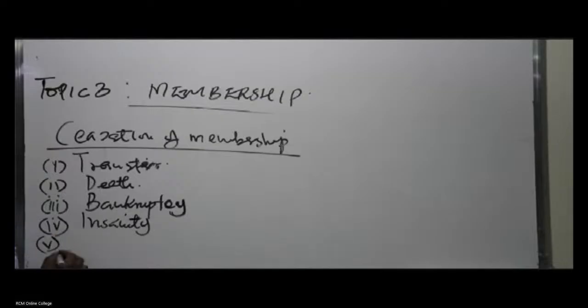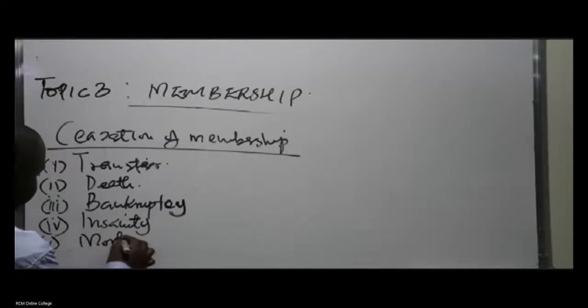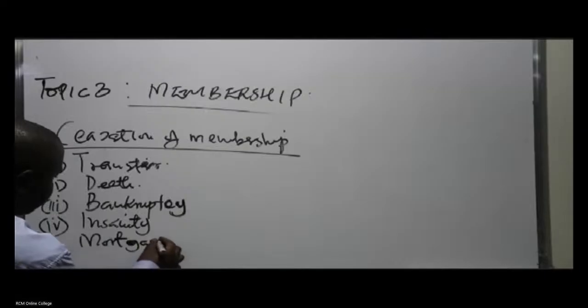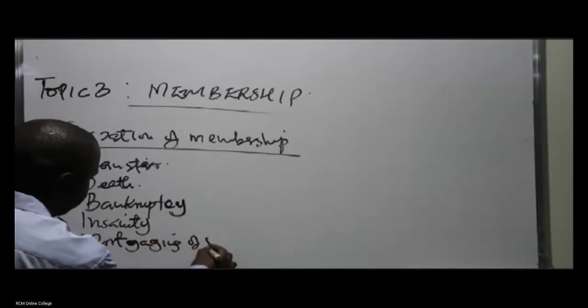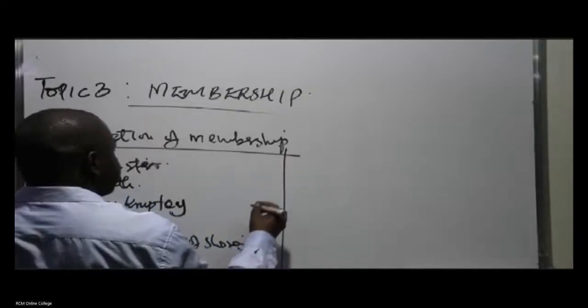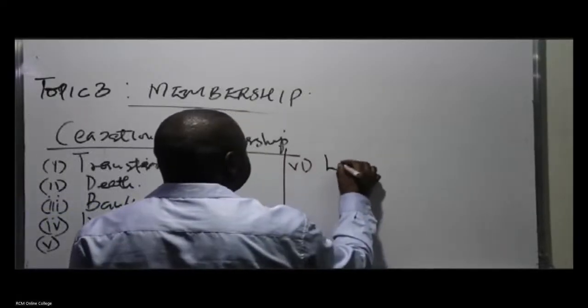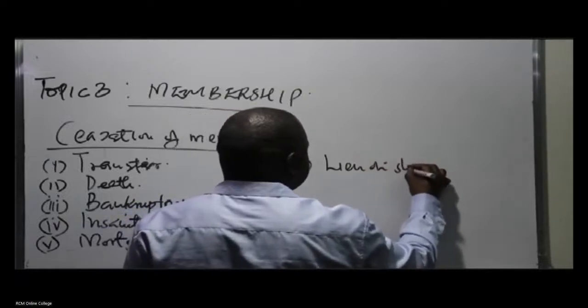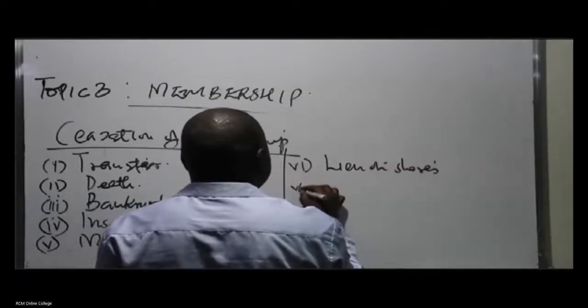So number five, we have mortgaging of shares. Which other one do we have? Lien on shares. We have liquidation of the company.